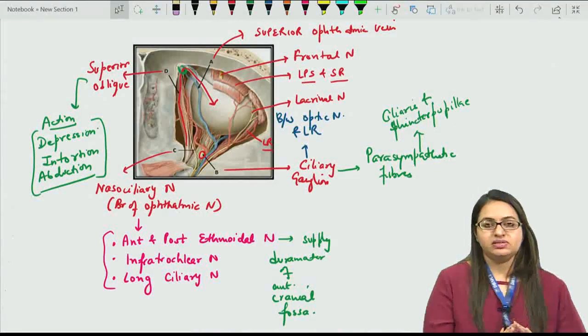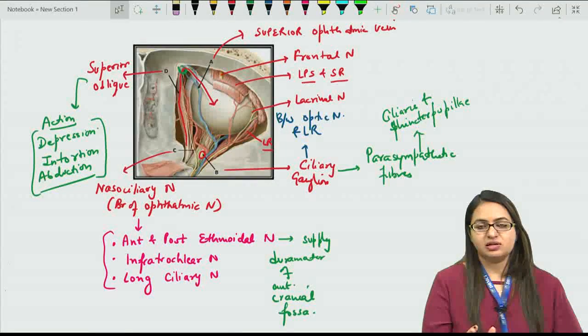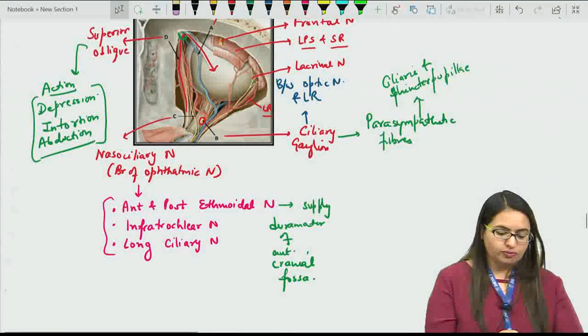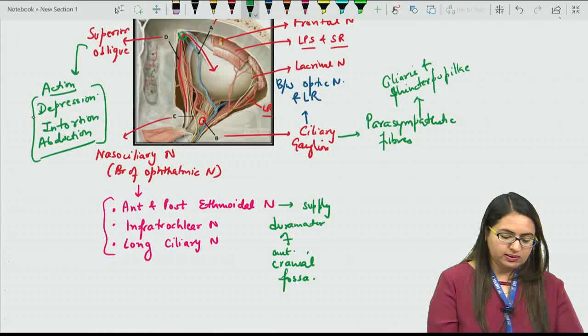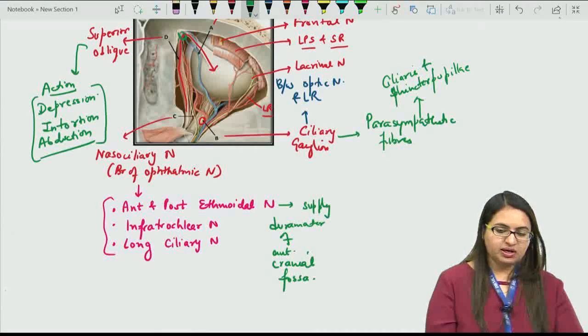The medial rectus, it helps in the adduction movement, and the lateral rectus, it helps in the abduction movement. The inferior oblique, it helps in the elevation, extorsion and the abduction movement.